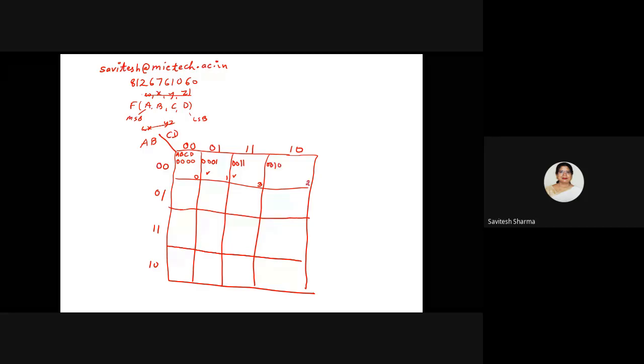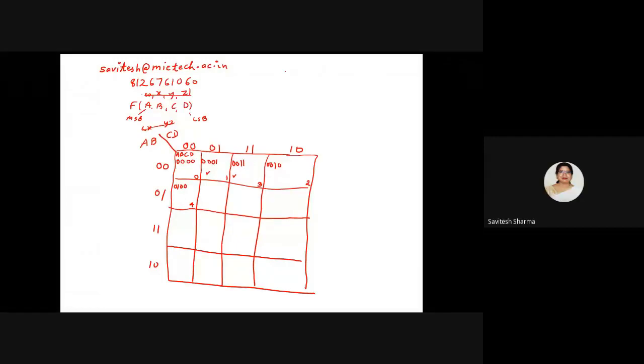Here AB is 0, 1 and CD is 0, 0. So it is 4. How am I writing 4, do you understand? How am I writing the decimal equivalent, do you understand? No, ma'am. Okay. That means you don't know how to convert binary to decimal. So I am telling you the formula.